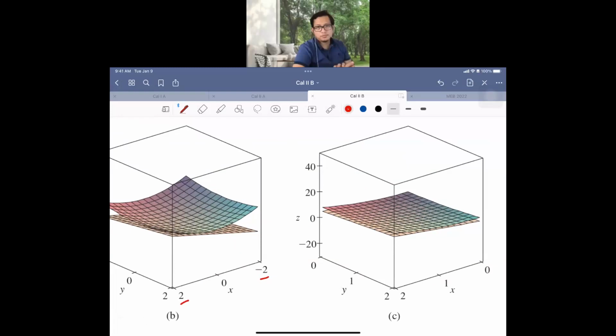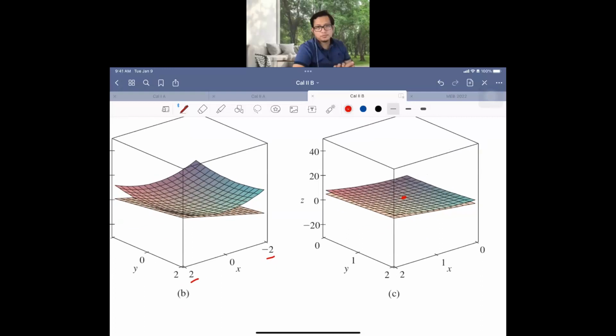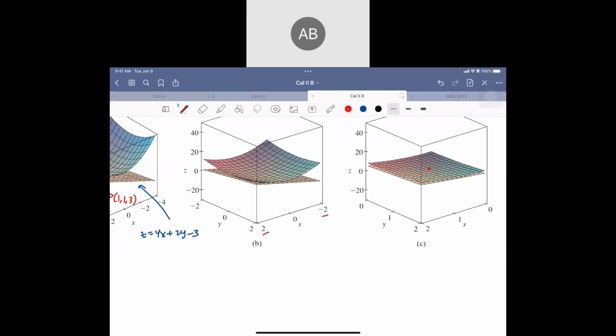So in nearby P, it seems it's the same plane. Now this will give you an idea. You remember that in calculus 1 we have linear approximations. We will also have linear approximations with the plane, the linear plane. So we will have the idea of linear approximations.